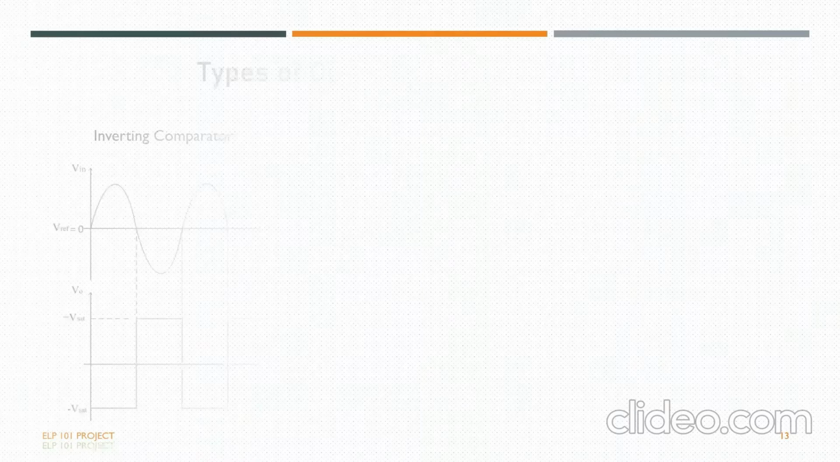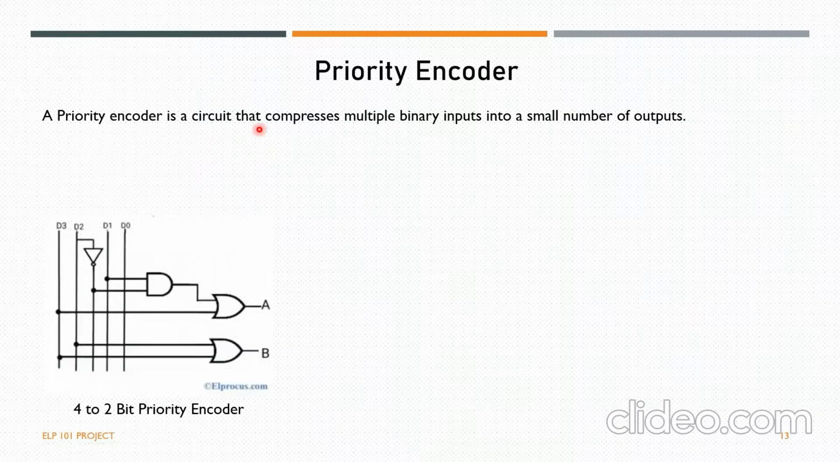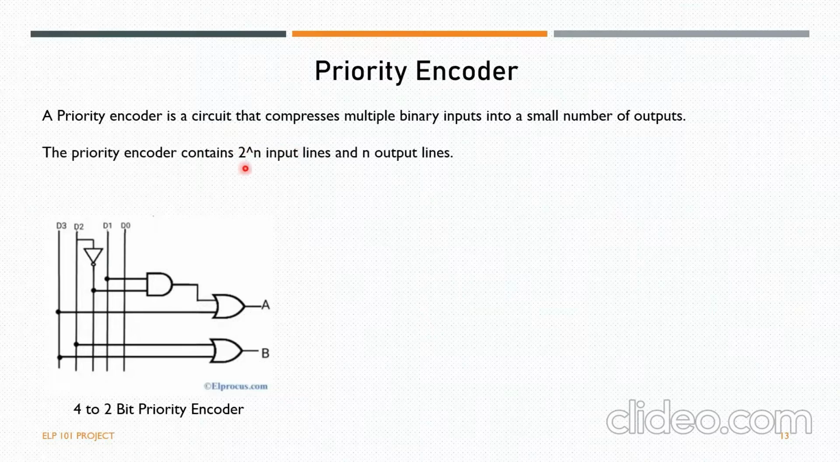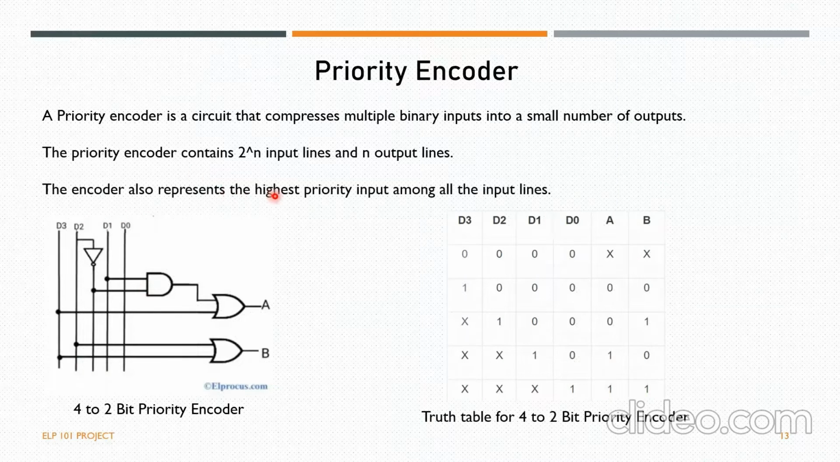Now let's analyze a priority encoder. A priority encoder is a circuit that comprises multiple binary inputs, and this reduces to a smaller number of outputs. This priority encoder is built through logic gates, and this is a 4 to 2-bit priority encoder shown in the figure. The priority encoder typically contains 2 power n input lines, which are reduced to n output lines after the values are computed. The encoder also represents the highest priority input among all the input lines. The input priority sequence is what we're going to study in the forthcoming slides.